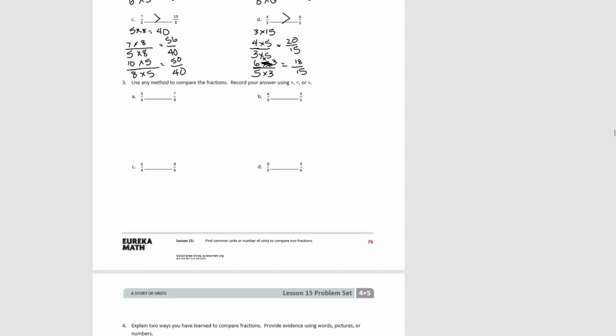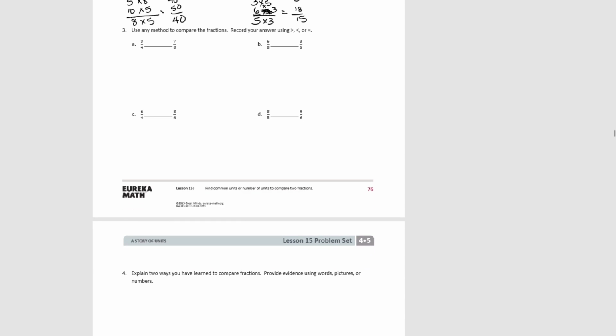For C, it says you can use any method you want to compare the fractions and then record your answers using greater than, less than, or equal to. So pause the video and try A. For A, I go back to a prior method that we've used because 4 is a factor of 8. So that would mean I only need to change the fourths into eighths. And I get 6/8. This fraction is already in eighths. So 6/8 is less than 7/8. So 3/4 is less than 7/8.